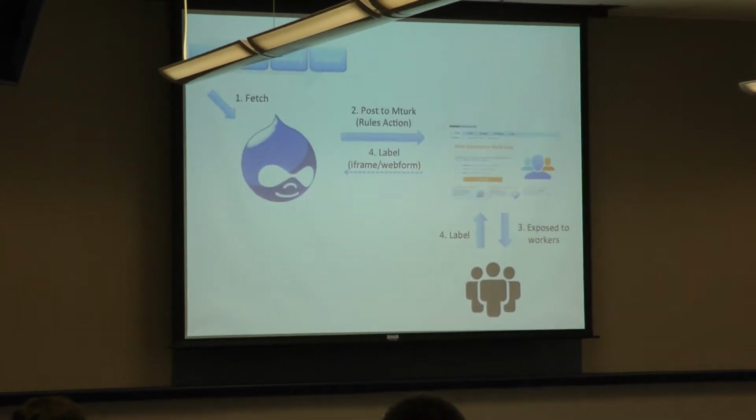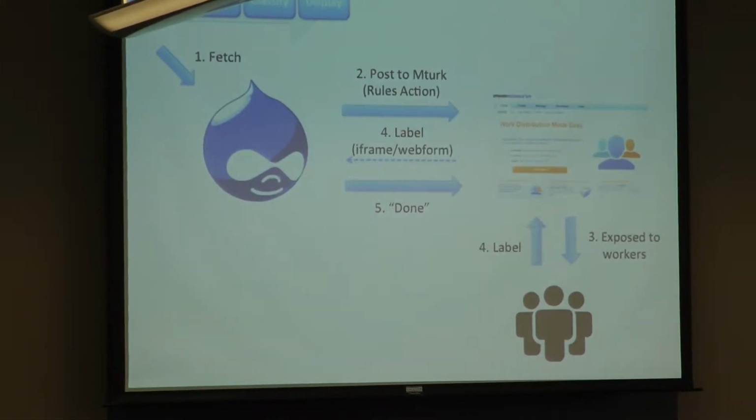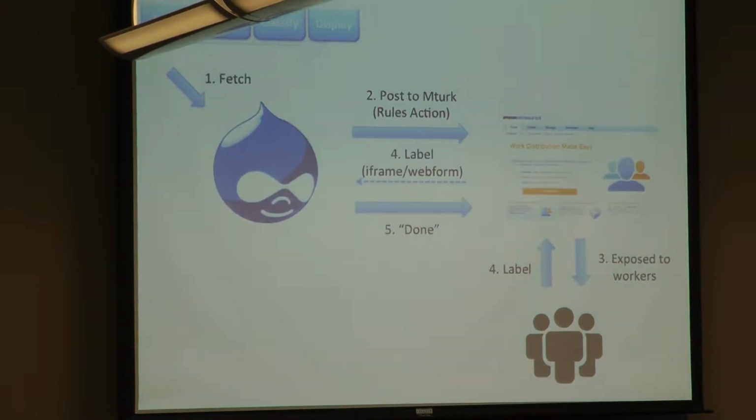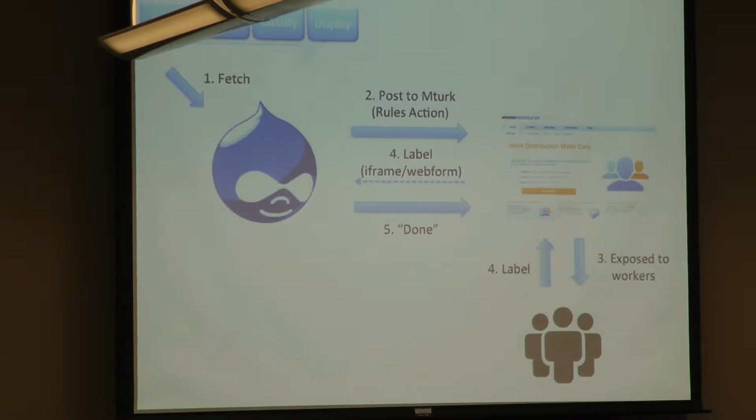So basically, they open the Mechanical Turk web page and they do the labeling work on our website. And finally, when they are done with the work and they submit, our Drupal site will post a signal to Amazon, telling the platform that the work is done and Amazon can pay those workers. And then Amazon will handle the rest.